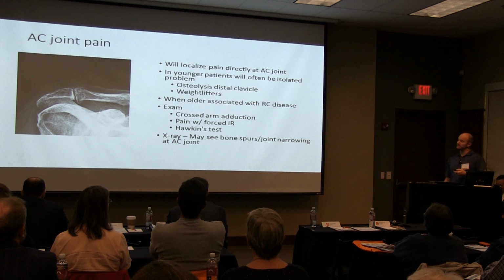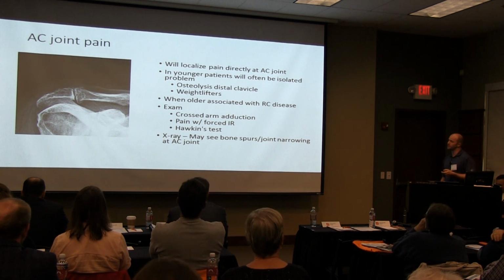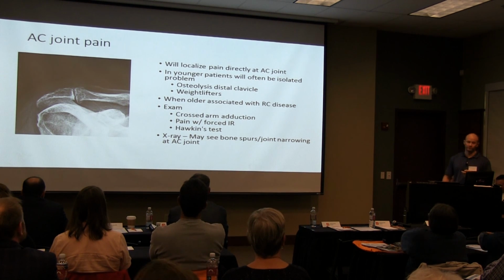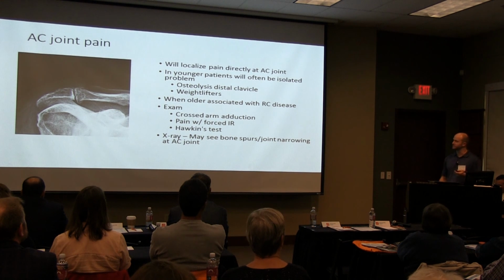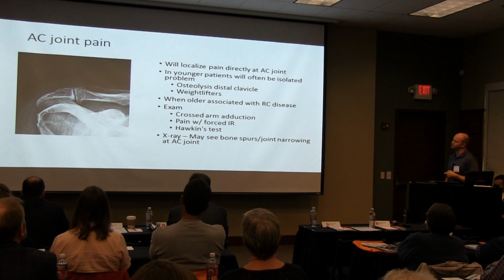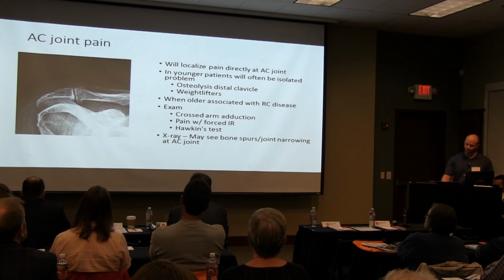On exam, to elicit pain in the AC joint, you're going to do cross-arm adduction. You'll get pain with forced internal rotation when you bring the arm up behind the back. Hawkins test is often positive. And this is an example on x-ray of an arthritic AC joint with joint space narrowing and bone spurs.